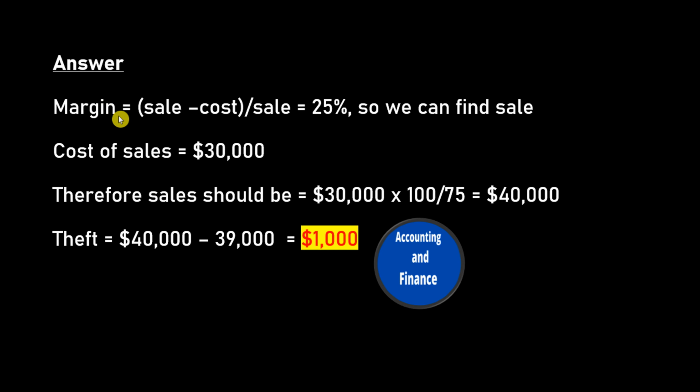Answer. Margin equals sale minus cost divided by sale equals 25%, so we can find sale. Cost of sales, $30,000. Therefore, sales should be equal to $30,000 times 100 divided by 75 equals $40,000. Theft equals $40,000 minus $39,000 equals $1,000.